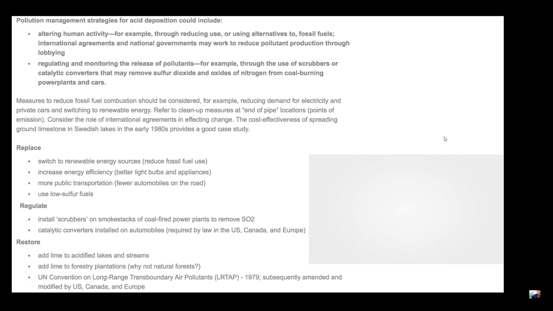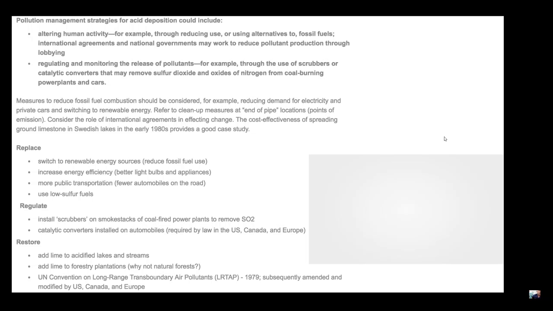But how do we replace? Well, we can switch to renewable energy sources, reduce fossil fuel use, right? Solve the problem where it starts. Increase energy efficiency, right? Better light use, better appliances, more public transportation, meaning fewer automobiles. Use low sulfur fuels, right? That would replace or solve the problem.